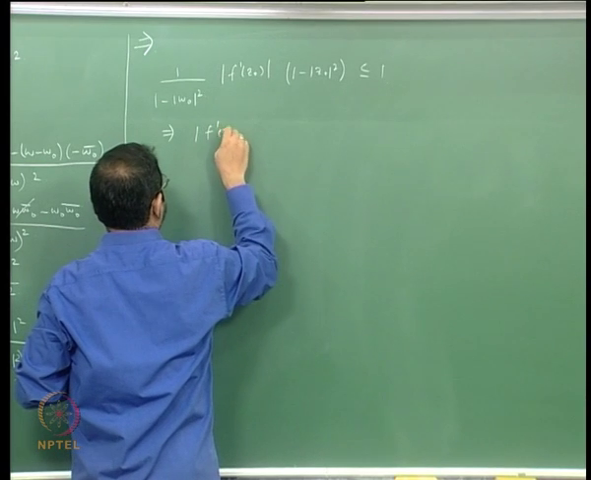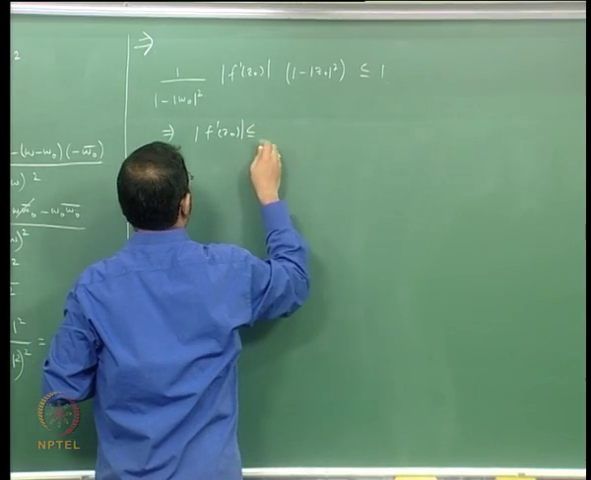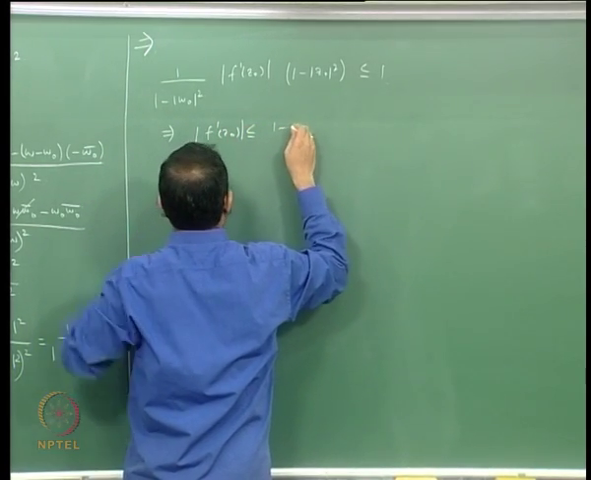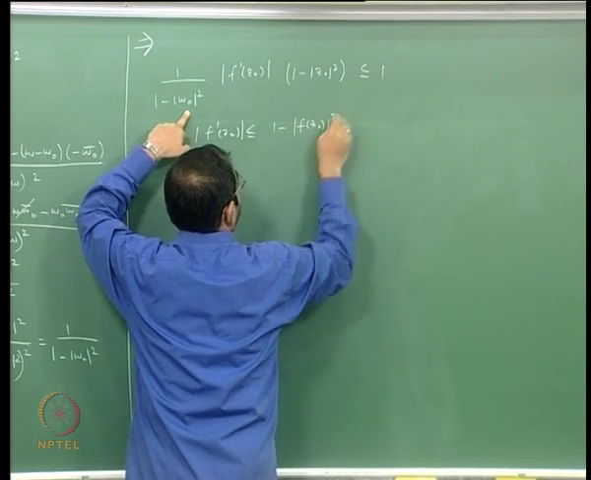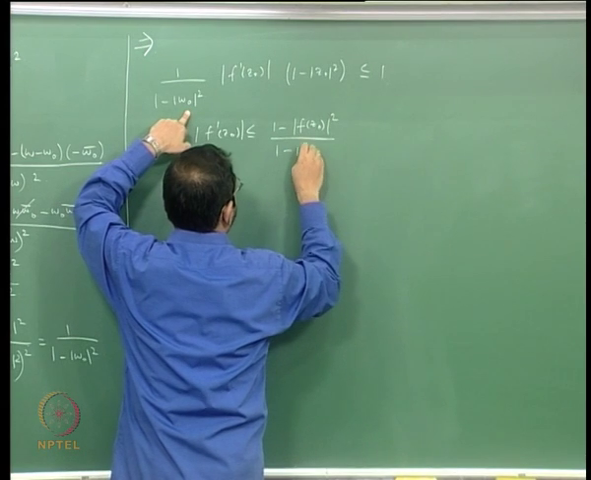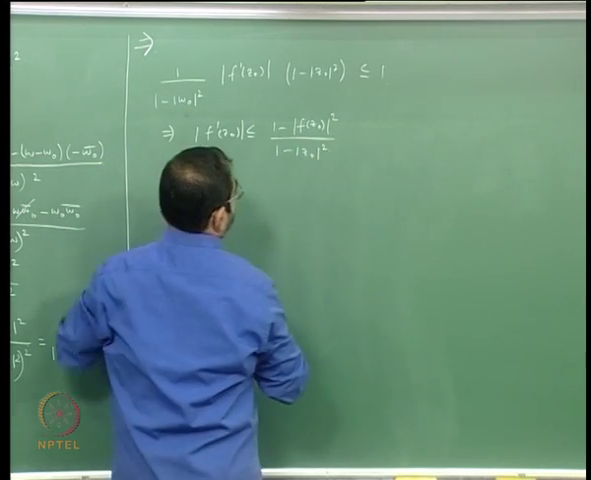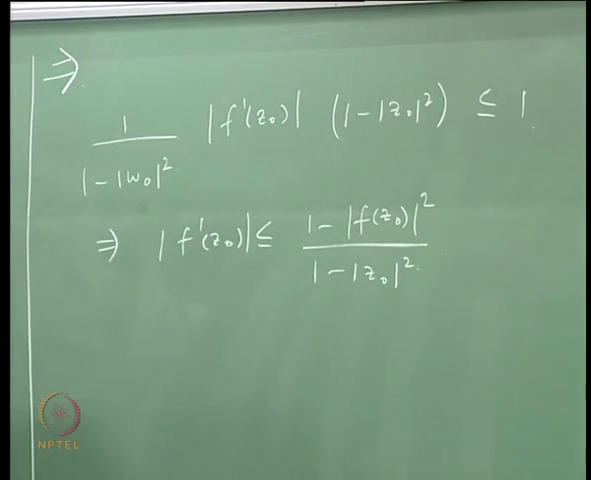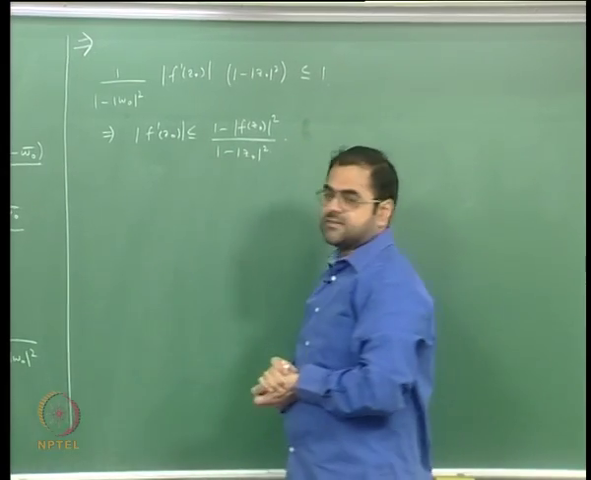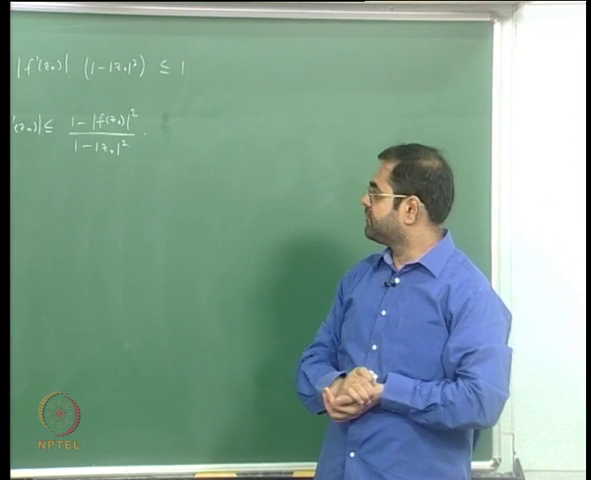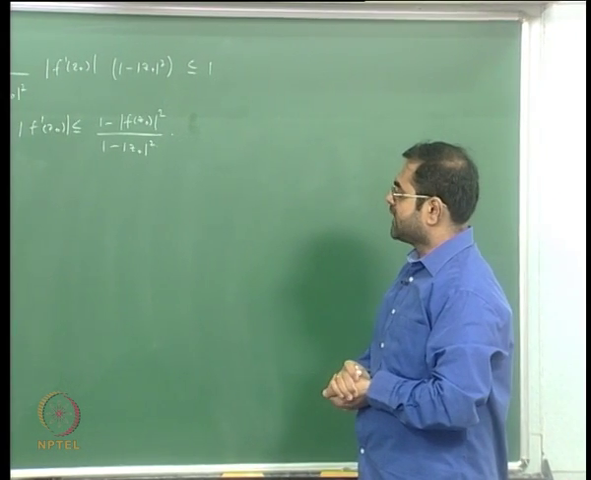I get mod f dash of z naught is less than or equal to (1 minus mod w naught squared, mind you w naught is f of z naught) by (1 minus mod z naught the whole squared), okay, and that is the statement. That is the inequality of Pick's lemma, okay.